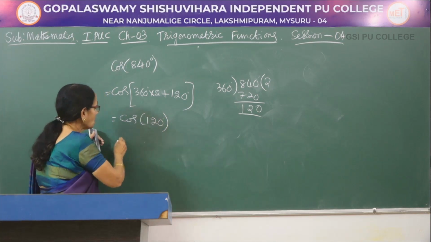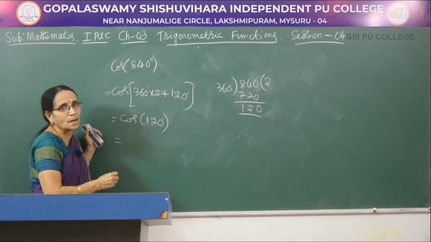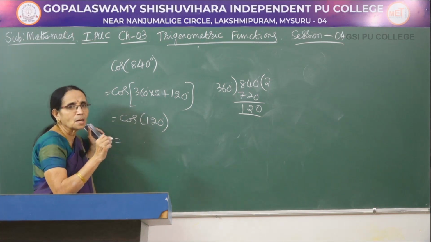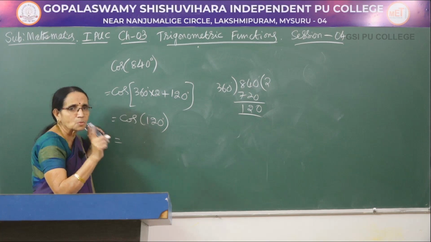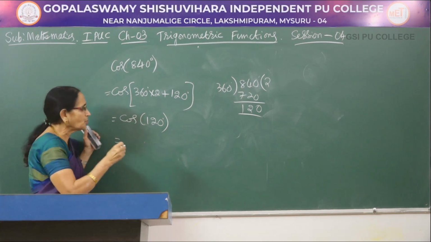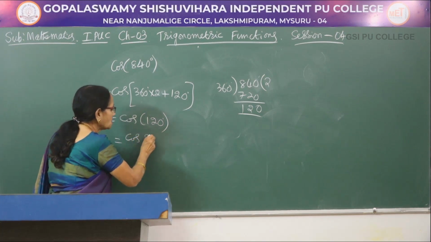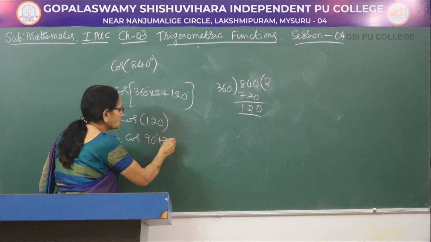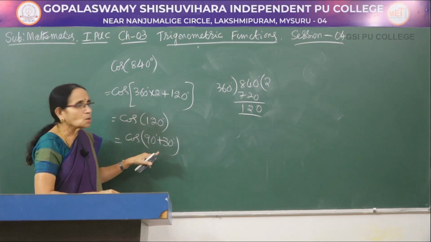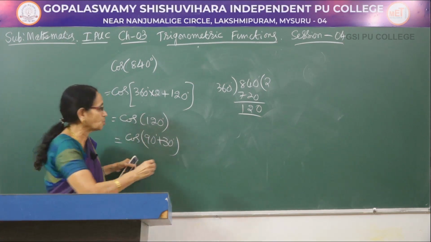Now again, I am using the rule of the allied angle. This 120 can be written as either 180 minus 60, then I am using rule 2. Or if you write 90 plus 30, you are using the first rule. Suppose I write it as 90 plus 30. If I use it as 90 plus 30, look here, I am using the first rule.